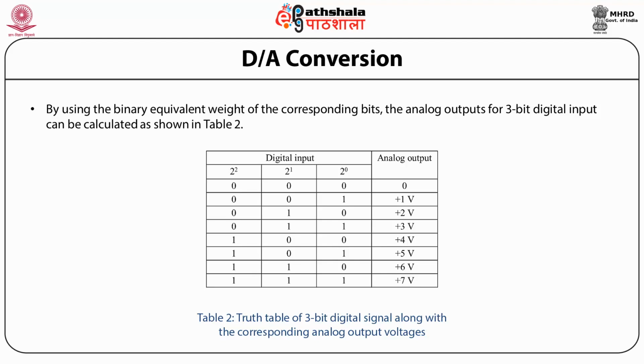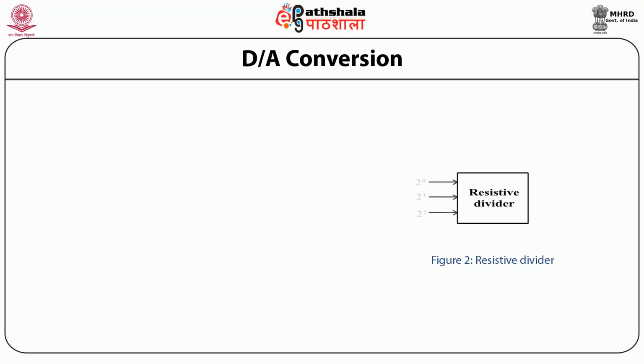So 1 by 7 into the digital input voltage level, which is 7, resulting into the analog output of plus 1 volt. Similarly, the digital input of 111 will give an analog output of plus 7 volt. Let us now see how to draw a resistive divider corresponding to the analog outputs obtained from digital inputs.